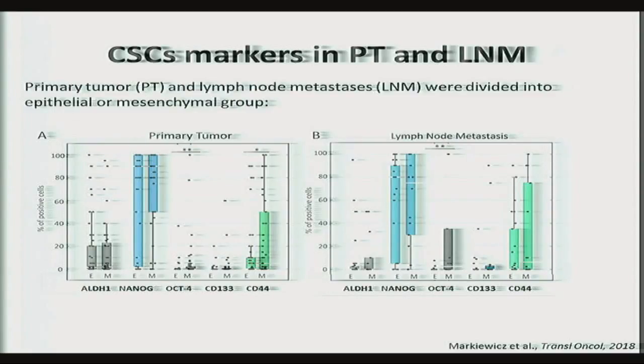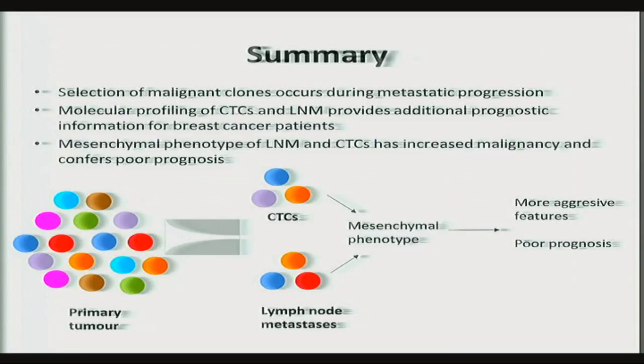When we also divided the sample into epithelial and mesenchymal phenotypes and looked at the stem cell marker expression, here we didn't see such striking differences as we observed in CTCs. So only in case of OCT4, the stem cell marker, we noted that elevated expression of this marker is occurring in mesenchymal samples.